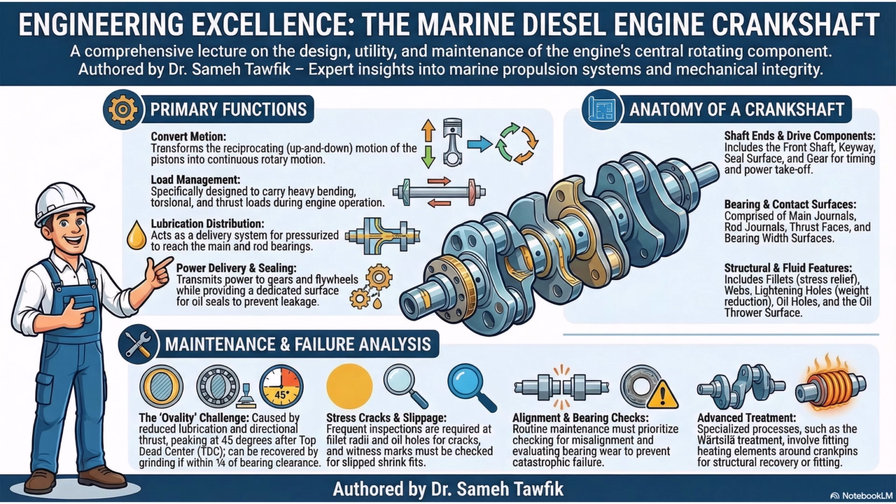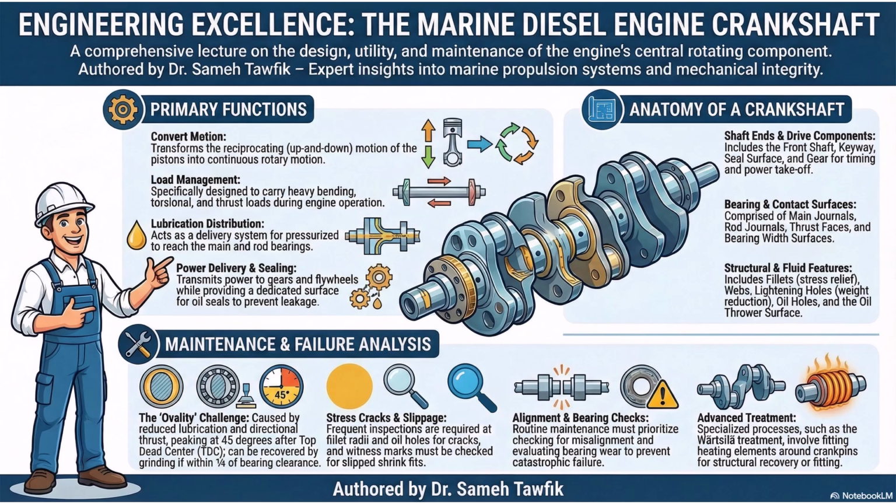Right. And from a metallurgical standpoint, that usually means the journals are hardened, maybe induction hardened or nitrided, while the core of the shaft remains relatively ductile to handle the bending and twisting without shattering. It's providing the sealing surface to keep all that pressurized oil inside the block. And after taking all the punishment, it takes the harnessed energy and delivers it out to the gears and the flywheel.